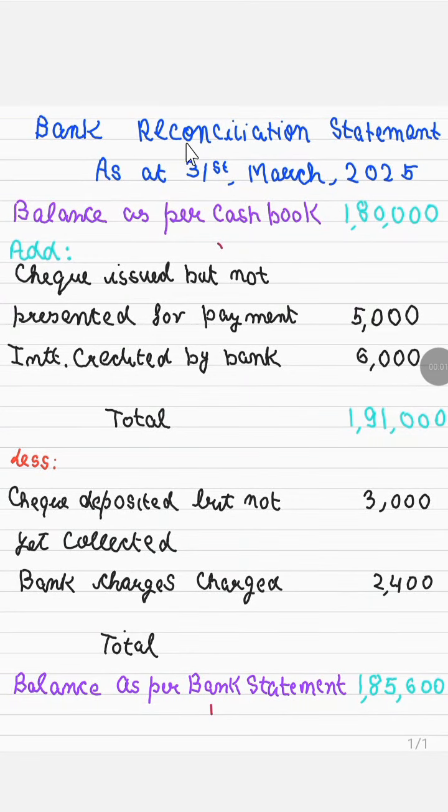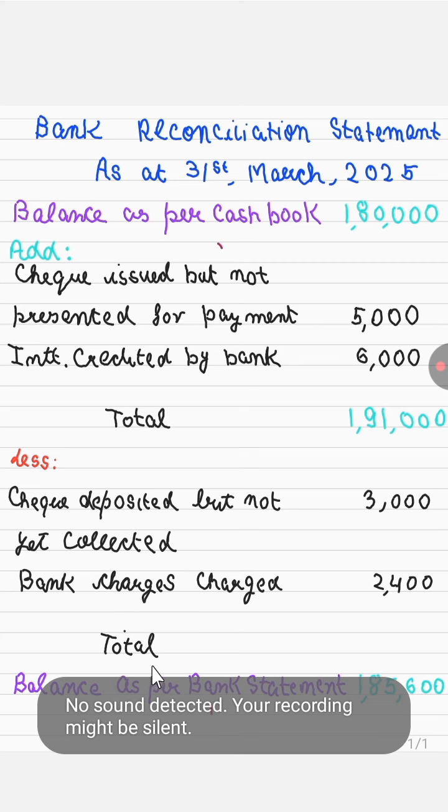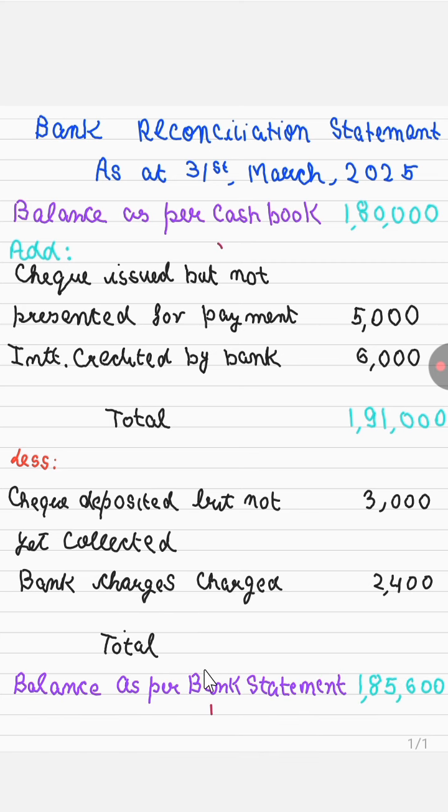Bank reconciliation statement is a statement that is prepared by the account holder on a particular date to reconcile the balance as per the cash book with the balance as per the bank statement that is given or issued by the bank to the account holder.